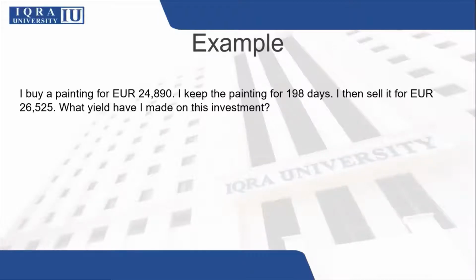I buy a painting for EUR 24890. I keep the painting for 198 days. I then sell it for EUR 26525. What yield have I made on this investment?